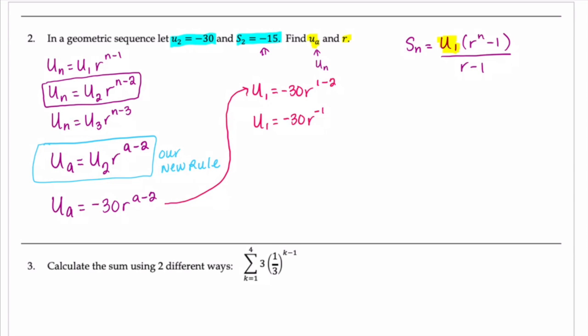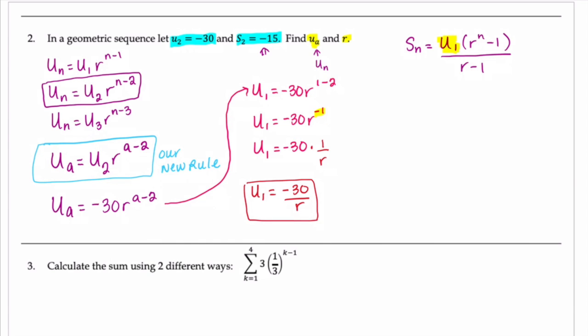And so far, this is what I have. u sub 1 is represented as negative 30r raised to the negative first power. Let me see if I could clean it up slightly. I'm going to represent that negative exponent as a positive exponent. So how do we do that? We write it as a fraction, right? 1 over r to the positive first power, which means that u sub 1 can be represented as negative 30 over r.